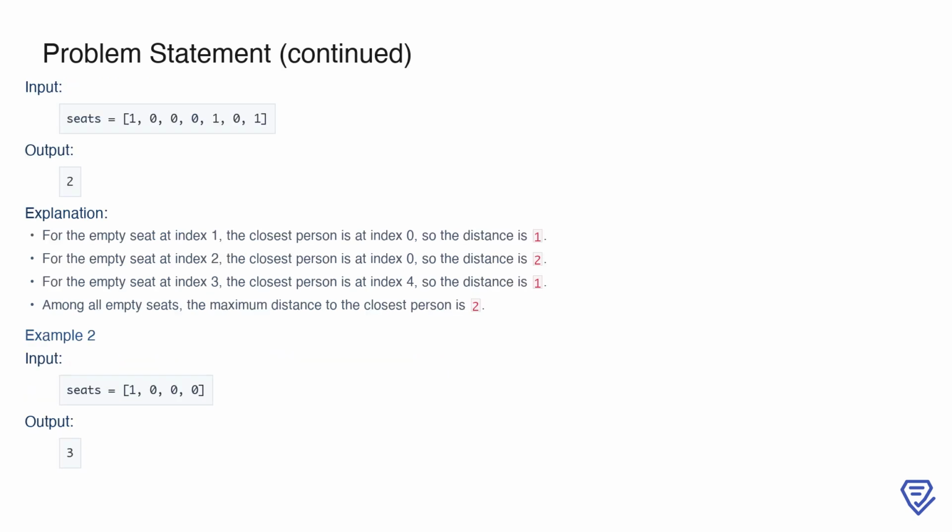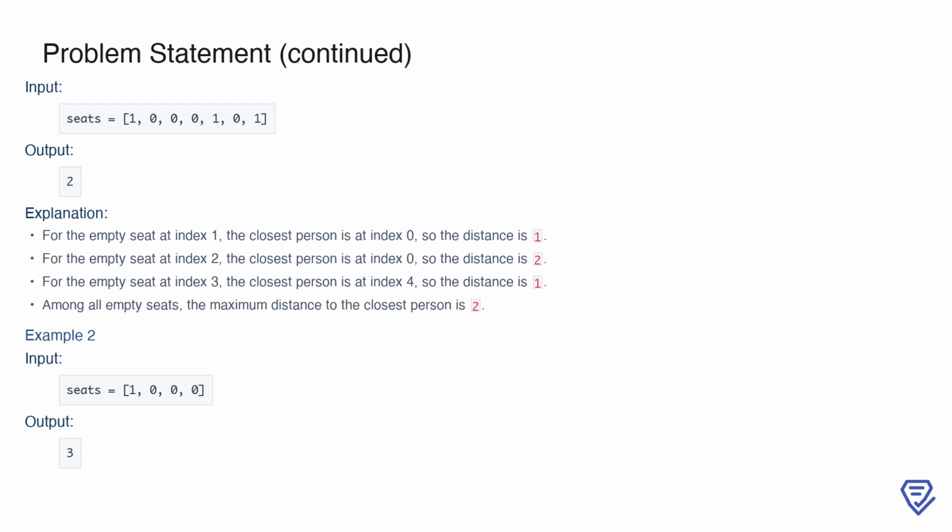Let's look at an example to better understand the problem. Suppose the input array is seats equals 1, 0, 0, 0, 1, 0, 1. In this case, we need to compute the distance to the closest person for each empty seat. For the seat at index 1, the closest person is at index 0, making the distance 1. For the seat at index 2, the closest person is also at index 0, resulting in a distance of 2. For the seat at index 3, the closest person is at index 4, giving a distance of 1. Among all these empty seats, the maximum distance to the closest person is 2, so the output is 2.